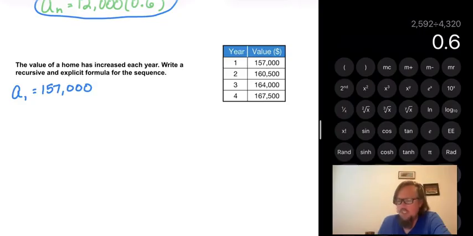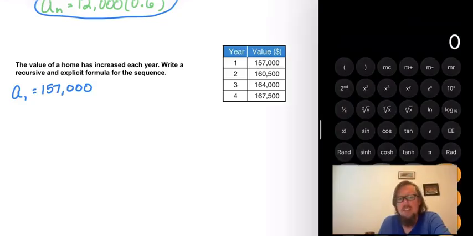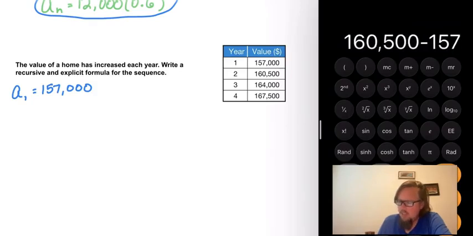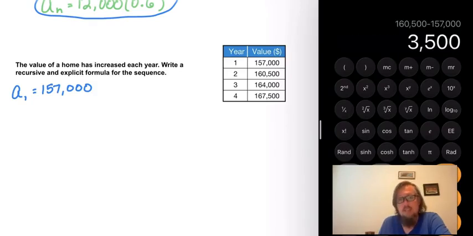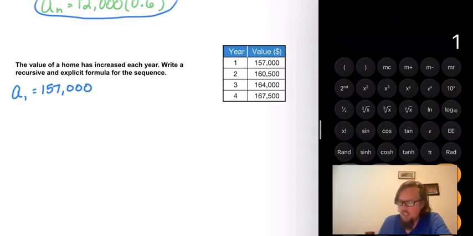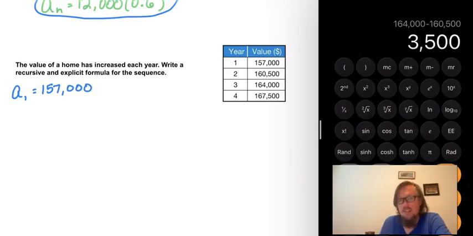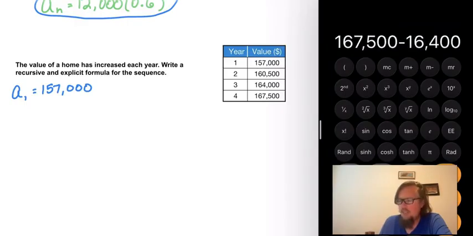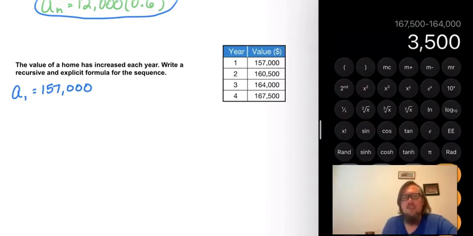Well, in the first year, it went from 157,000 to 160,500, which was an increase of 3,500. The next year, it went up to 164,000 from 160,500, which was, hey, what do you know, an increase of 3,500. And then in the last year, it went up to 167,500 from 164,000. And you're not going to believe this, also 3,500. So we're adding a certain amount every time. This makes it arithmetic.